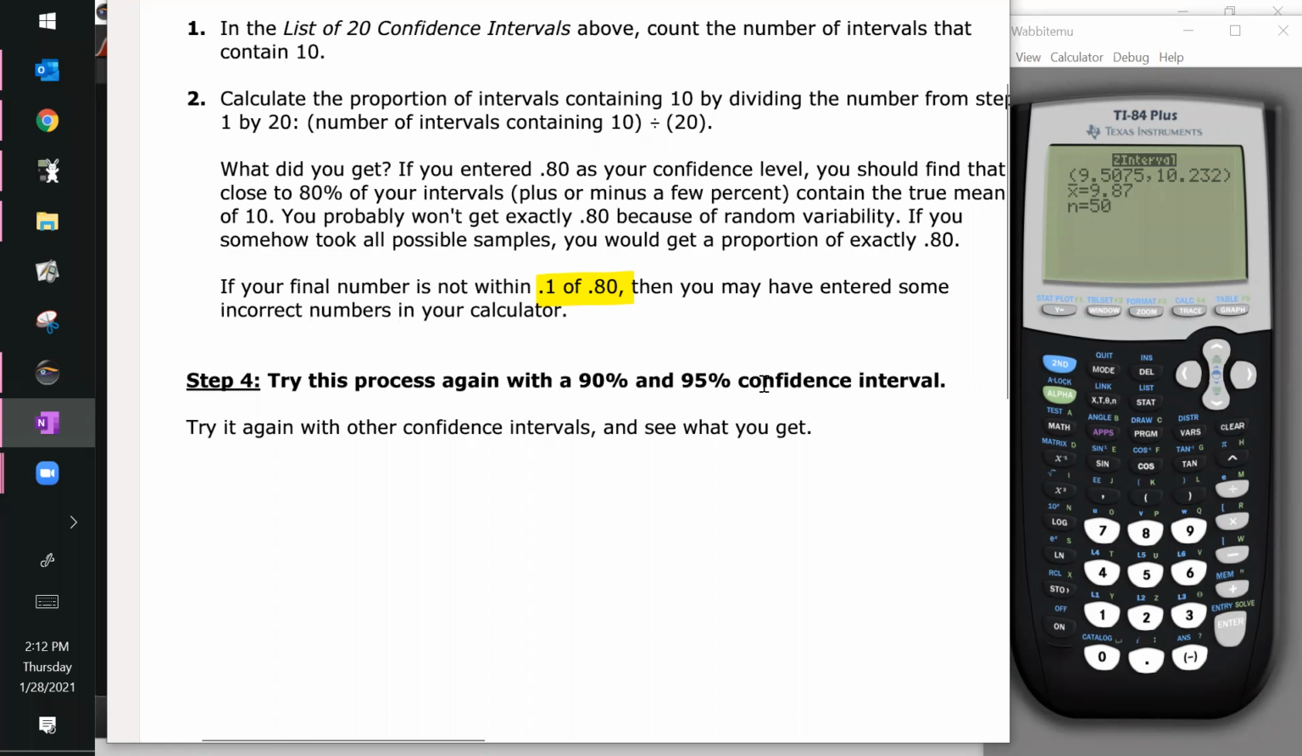And so hopefully this gave you a better idea of what confidence intervals are. And if you want to, you can try this process again, like they say here, but as you can see, it's a long process.